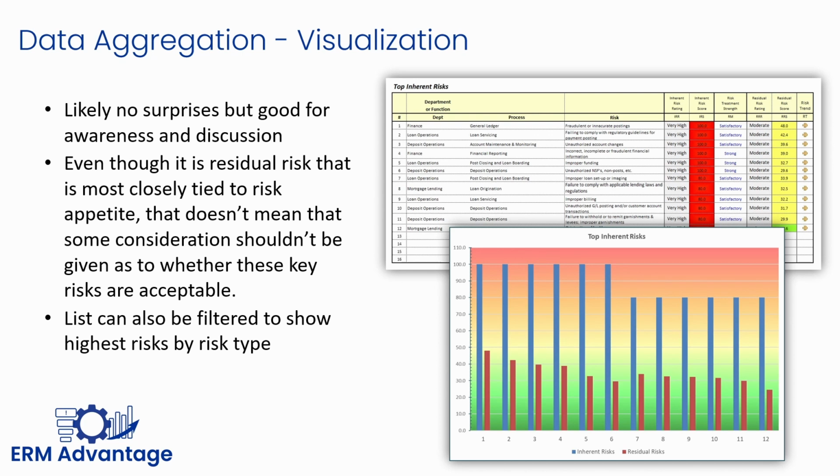And even though residual risk is most closely tied to risk appetite, that doesn't mean that some consideration shouldn't be given as to whether these risks are acceptable. I mean, somebody might look at this and say, why are you even in that business? Obviously, this could also be filtered in a variety of ways by business unit, by risk type, etc. But again, this just gives us a starting place saying what are the key inherent risks we're talking about.